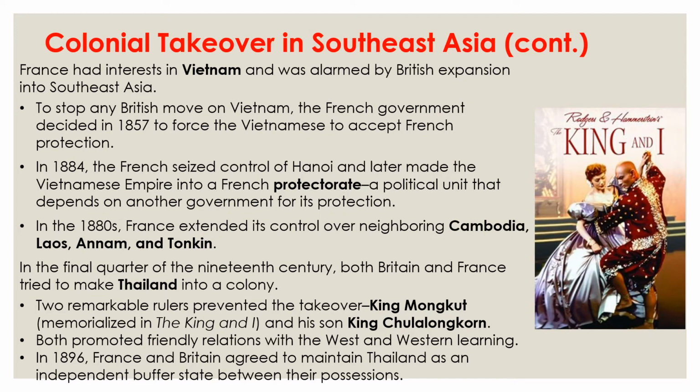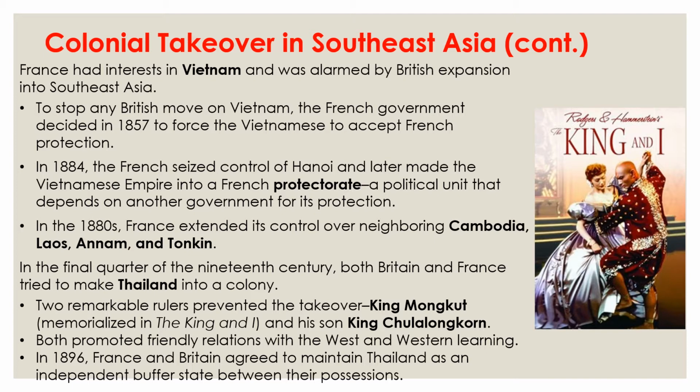France also had interest in this region, in particular in Vietnam, and they were alarmed by the British expansion into Southeast Asia. This sort of kick-started the French expansion into the region as well, trying to keep up with Great Britain. To stop any British move on Vietnam, the French government decided in 1857 to force the Vietnamese to accept French protection. Now, that word protection is something that we need to discuss here, because in 1884, the French seized control over the city of Hanoi, and later made the Vietnamese Empire into a French protectorate. The word protectorate means a political unit that depends on another government for its protection. In reality, protection just meant dominance.